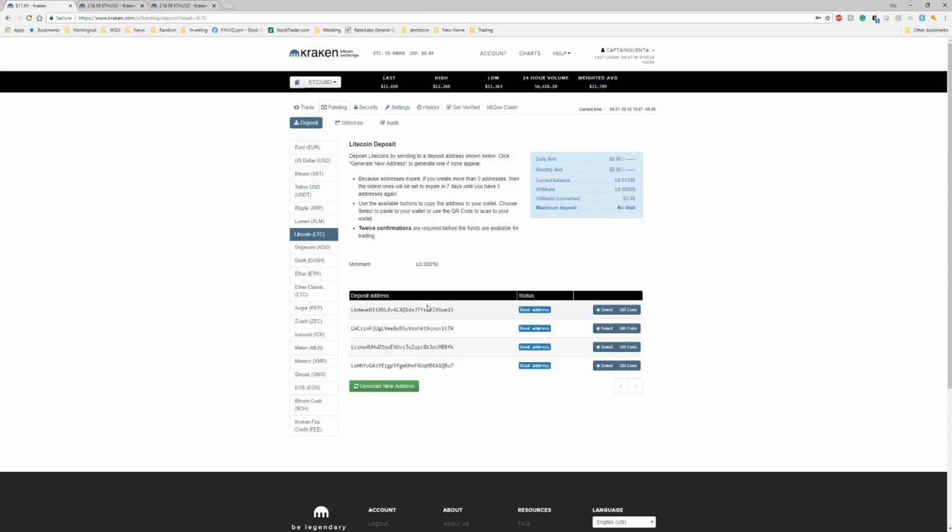Now, what makes Kraken a little different, another thing that makes them a little different is that the deposit addresses expire. On Binance and Bittrex, when you have deposit addresses for Bitcoin or Ethereum or Litecoin or Dash, all of those stay the same. They don't change. Kraken is a little different, and if you're used to using the same address over and over, you really want to double check, because after a certain period of days, these will expire.